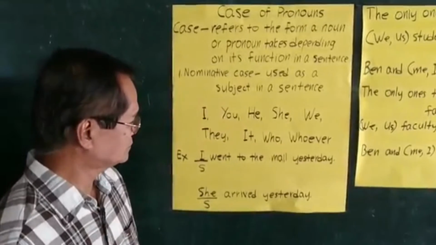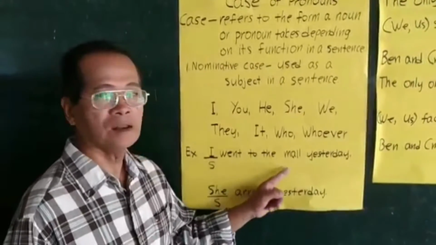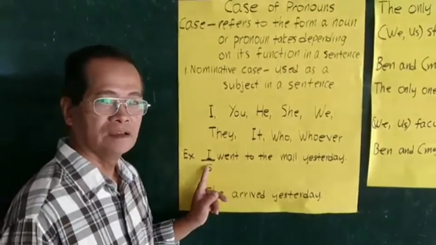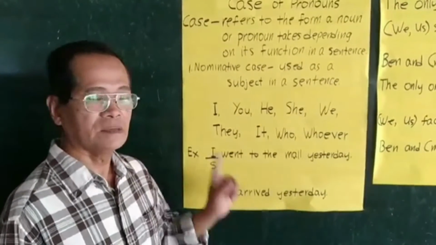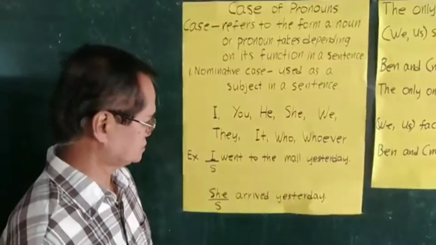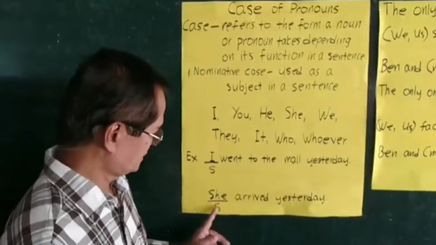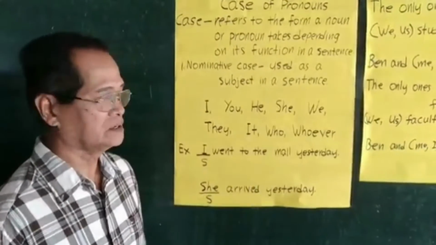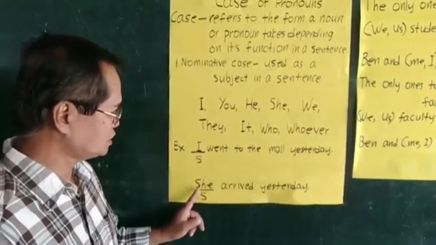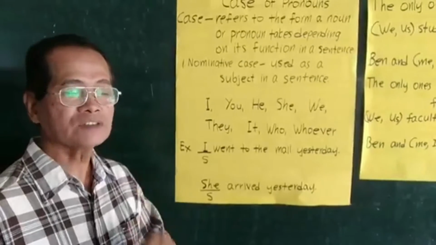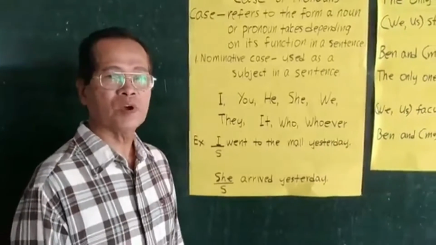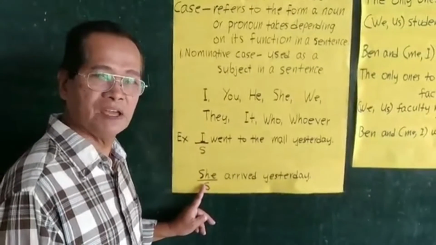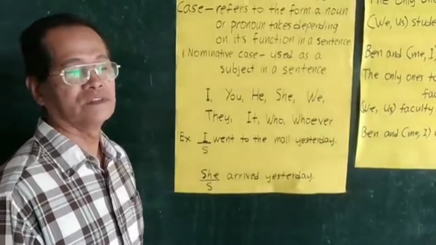Our first example is: I went to the mall yesterday. Of course, our subject is I because it is located at the beginning of the sentence. And our next example is: She arrived yesterday. Our subject is she, and it is functioning as a nominative case pronoun because it is at the beginning of the sentence, meaning it is the subject of the sentence.